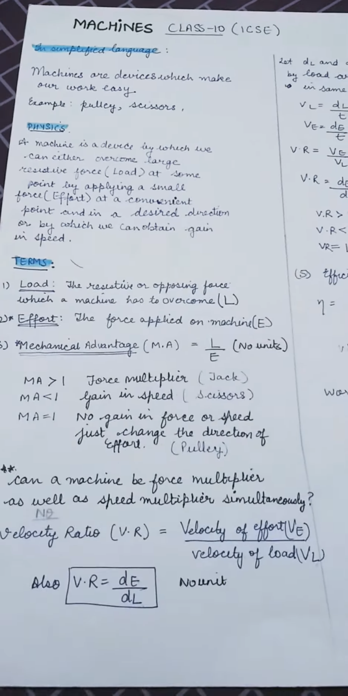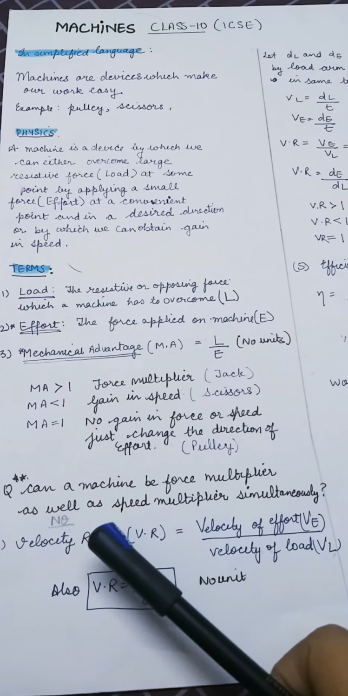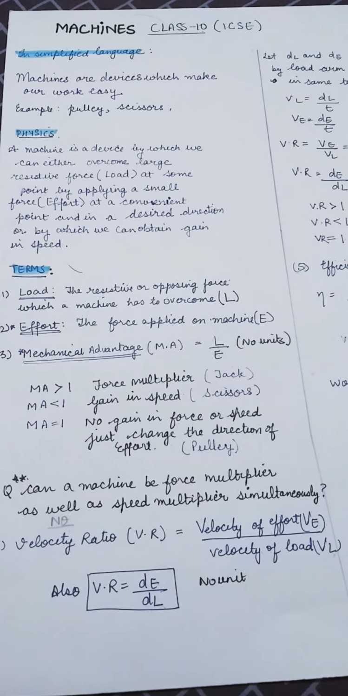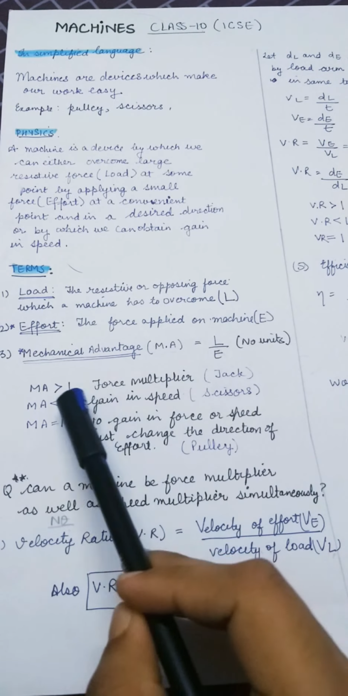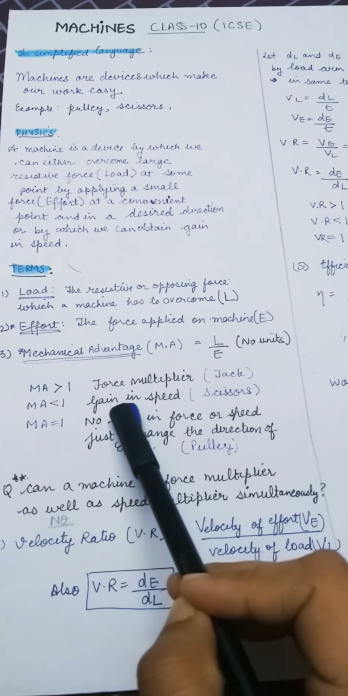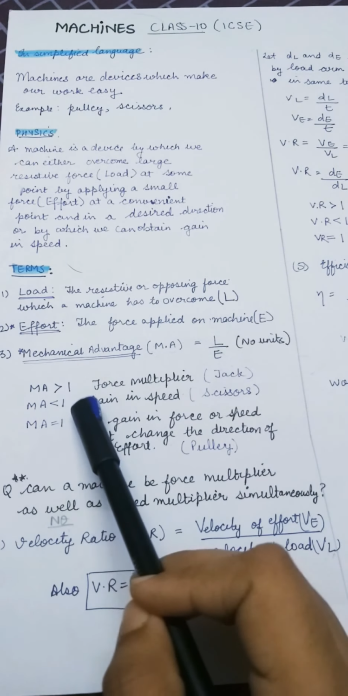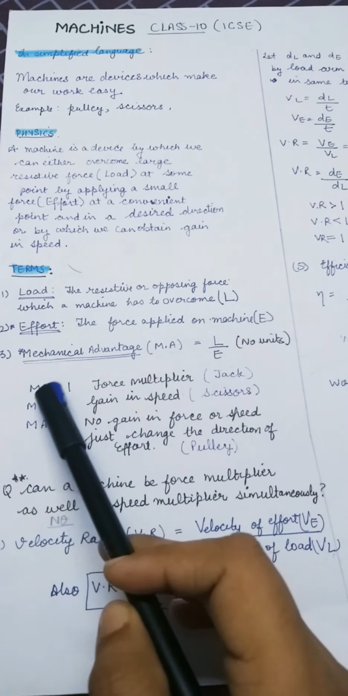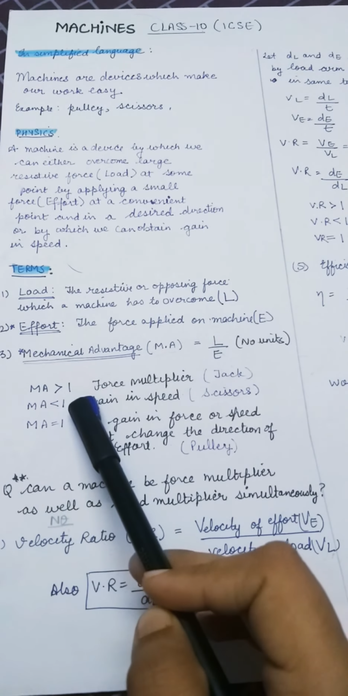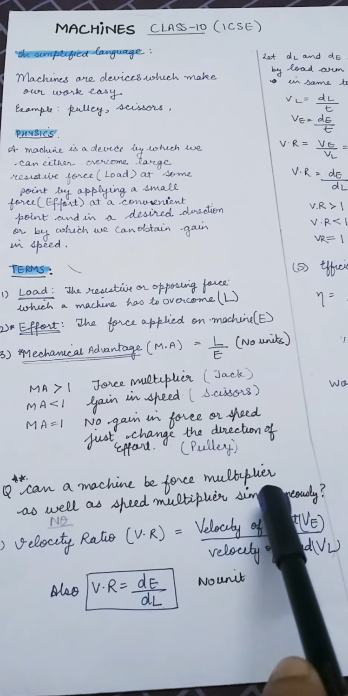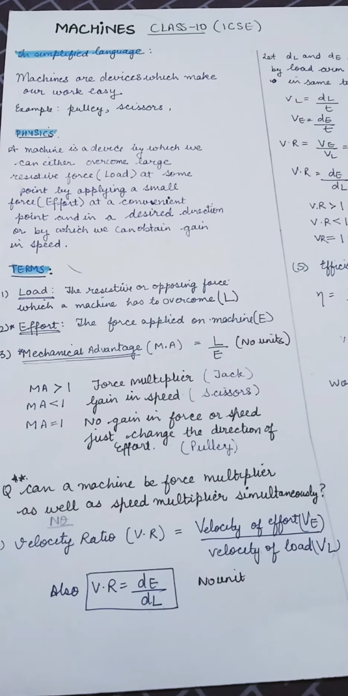Now we will move to one of the questions, which states: can a machine be a force multiplier as well as a speed multiplier simultaneously? The answer to this question is no. Why? Because if it is a force multiplier, the value of MA will be greater than 1, and if it is a speed multiplier, meaning gain in speed, it will be less than 1. So at the same time MA cannot be greater and less than 1. So the answer is no, a machine can never act as a force multiplier and a speed multiplier simultaneously.